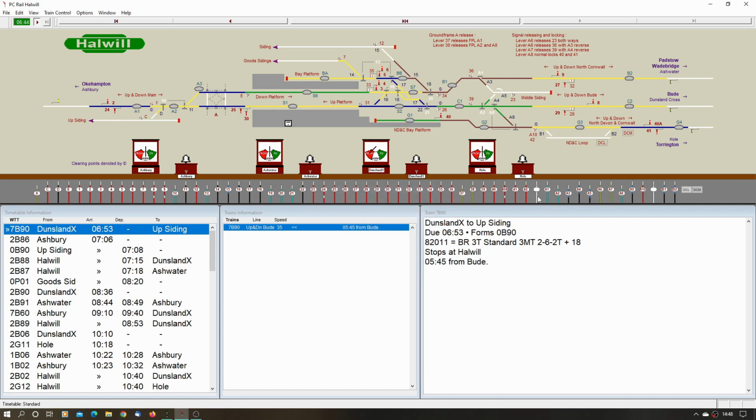Yeah, I can't get 36. Is that because of A1? No, it's because it's A6. Yeah, it's very strange interlocking. Now we've got 36, yeah. So yeah, if you can't get a signal, have a look through it. It'll probably be this A6, A7 and A8, which is the facing point lock for A9.